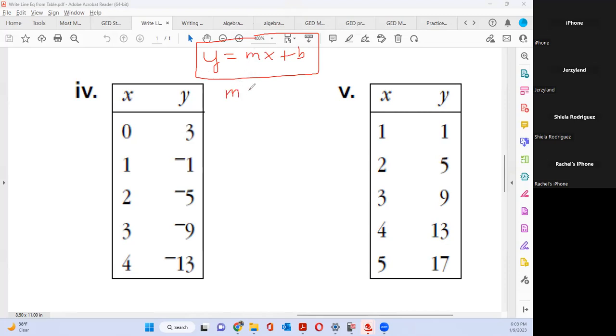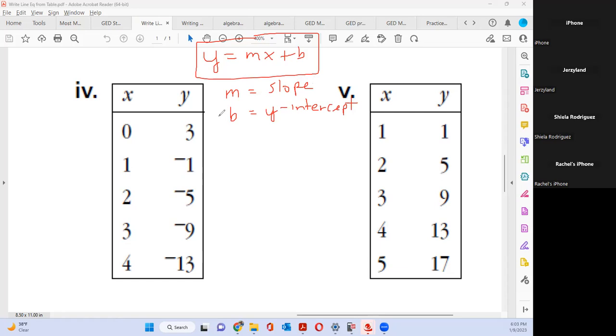What does the m stand for? The slope. What does the b stand for? The y-intercept. So if on the exam they ask you for an equation of a line, you should be thinking, how can I find the slope and the y-intercept? That's what you need to be thinking. So that's what we're going to do.